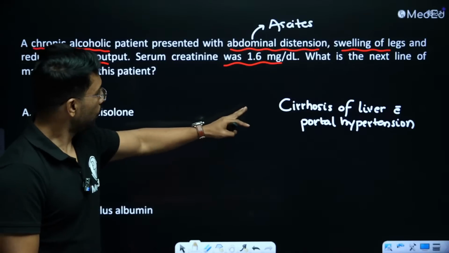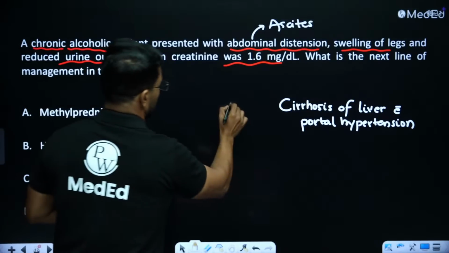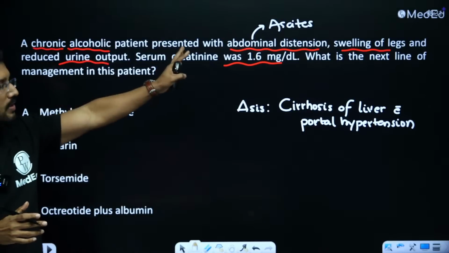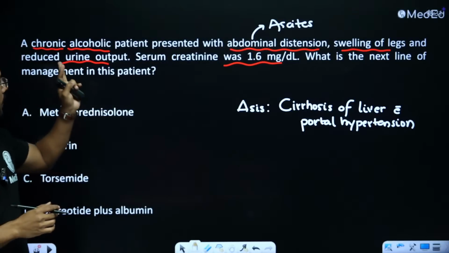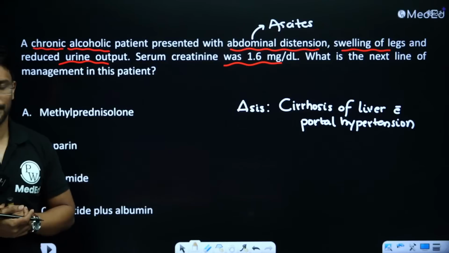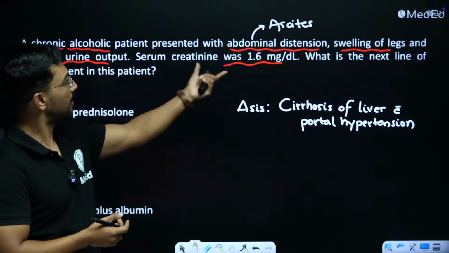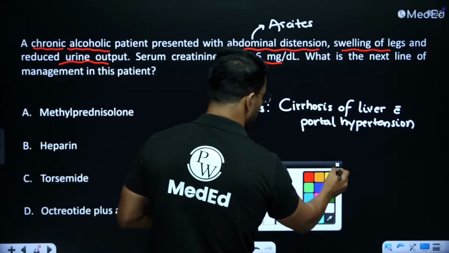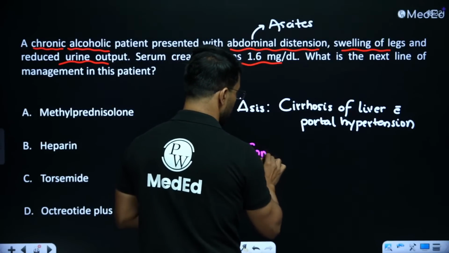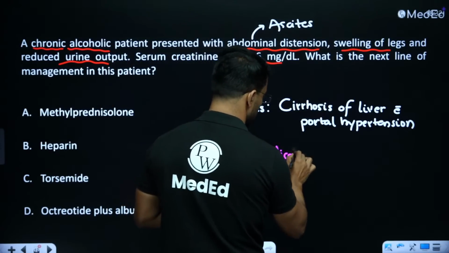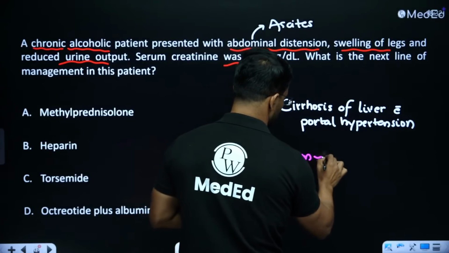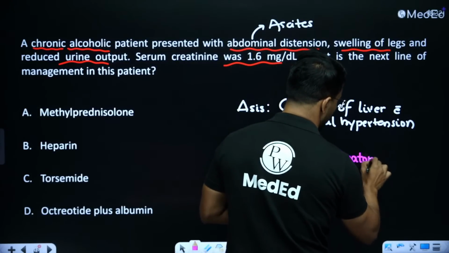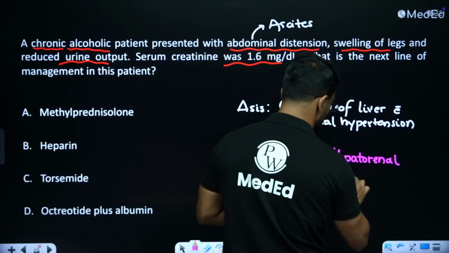Okay. Now, extra pointer here. This is my initial diagnosis when the question says there's a chronic alcoholic with abdominal distension and swelling of the legs. But now the urine output is reduced. So what complications should I think of with creatinine also increased? So this cirrhosis of liver has resulted in a complication. What is the complication I'm thinking of here? We are thinking of what is called hepatorenal syndrome, or HRS.